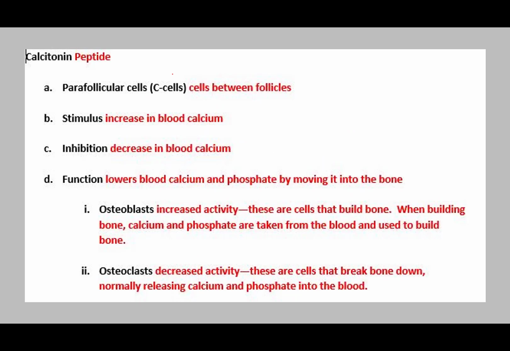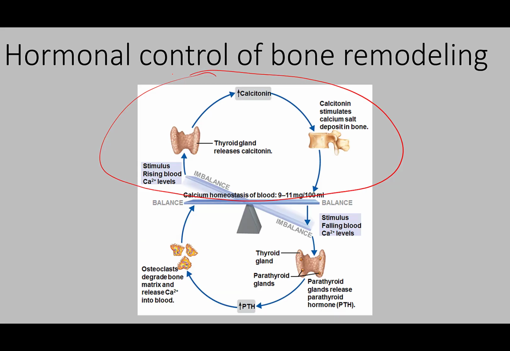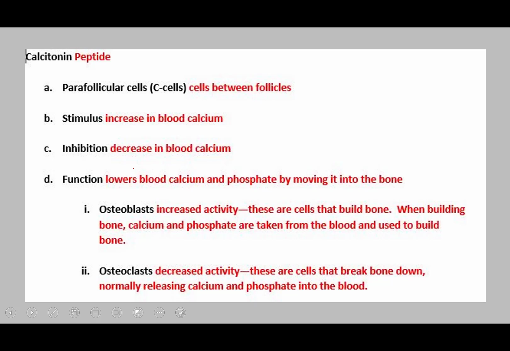So calcitonin is a peptide, so it's amino acid based. It's a few amino acids stuck together. It's from the C cells, those clear cells between the follicles. Its stimulus is, there we see rising blood calcium. Its stimulus is an increase in blood calcium. It is inhibited by a drop in blood calcium. And its function is to lower blood calcium and lower blood phosphate by moving it into the bone.